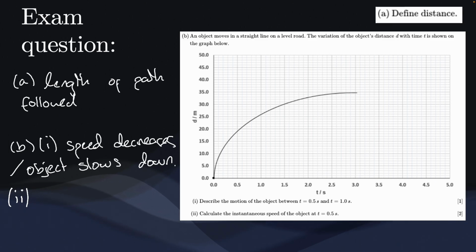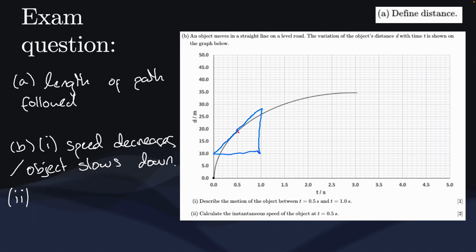Let's do part II. Calculate the instantaneous speed of the object at t is equal to 0.5 seconds. So we're trying to find the instantaneous speed of the object right here. So you can just take this away and then put a little cross there. What can we see about this? Well, if we're trying to find the speed, then remember what I said is that we find the gradient, and we have to find the gradient at that specific point. So therefore, let's draw a tangent line at that exact point, like this. And then we can just make it a right angle triangle like this.